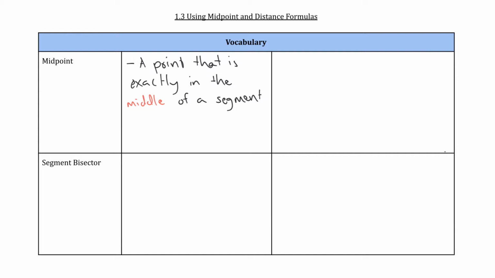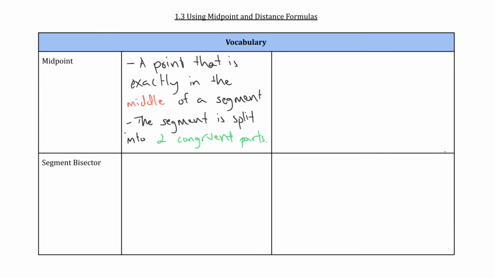Now, because it is exactly in the middle of a segment, there's a special thing that happens as well. The segment is split into two congruent parts. All right, so let's go ahead and draw a picture of what this looks like.